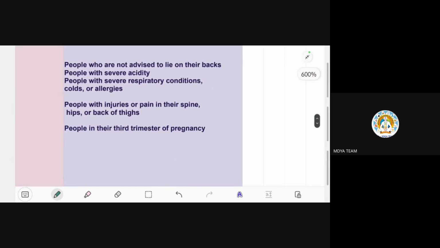People who are not advised to lie on their backs shall not perform this. People with severe acidity, one who has a lot of acidity problems, and in severe acidity one is not able to digest properly. Maybe the acid level is increasing, the bile level is increasing, could be any reason. Those people are not allowed to lie back because the acid will flow upwards.